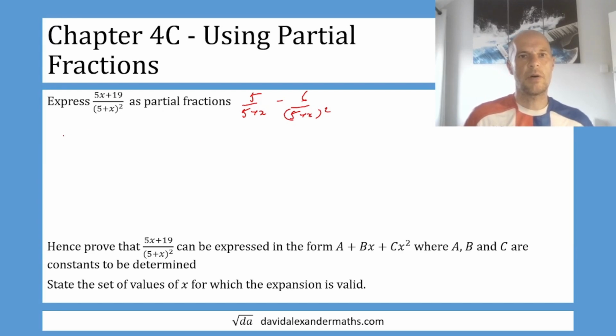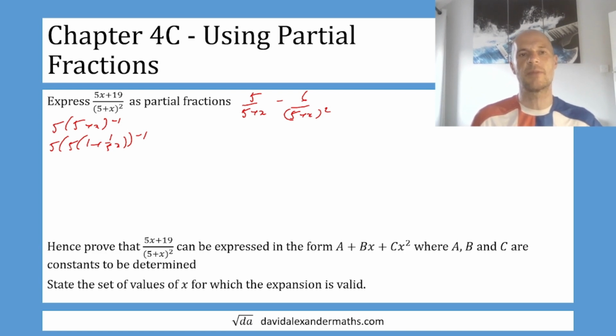Okay, so what we can do with these partial fractions, I can write it as 5 lots of (5 plus x) to the negative 1. So I'm just going to deal with the expansion on this one first of all. So that is 5 lots of (1 plus 1/5 x) to the minus 1. Remember, we can't handle this 5, we have to factor it out. And 5 lots of 5 to the minus 1, which is a fifth, times (1 plus 1/5 x) to the minus 1.